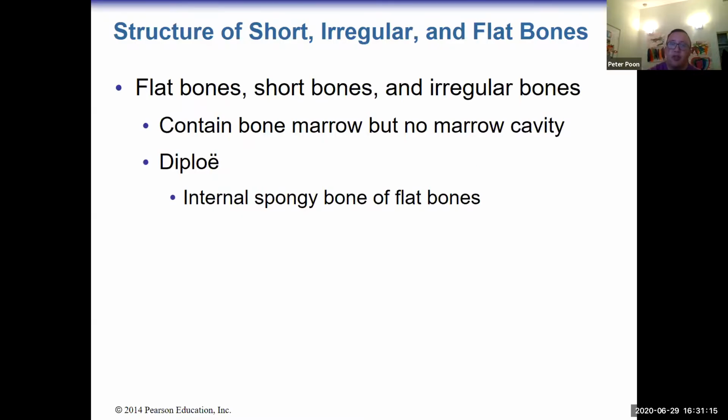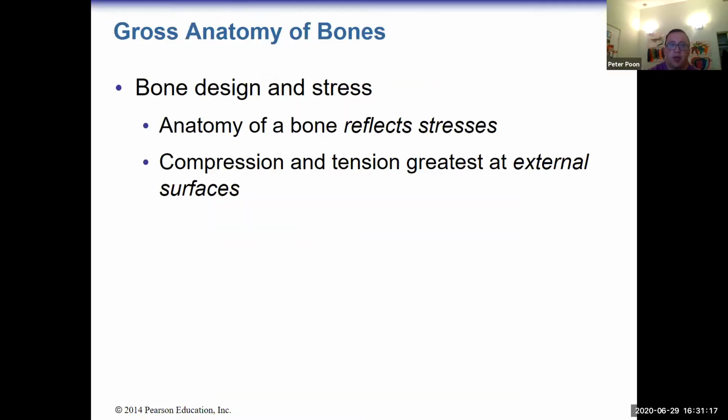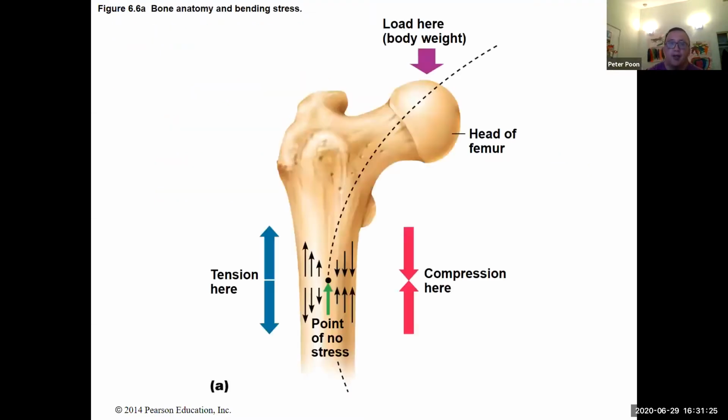We'll skip the structure of short bones. So, bone design and stress. The anatomy of bone reflects stress. Here you can see how the stress changes. Your load comes down on your femur, your thigh bone. The weight of your body comes down right on the head of the femur.